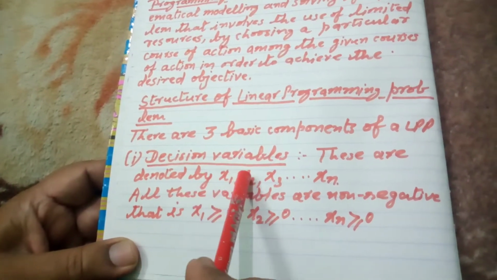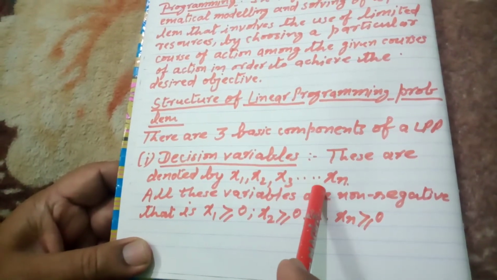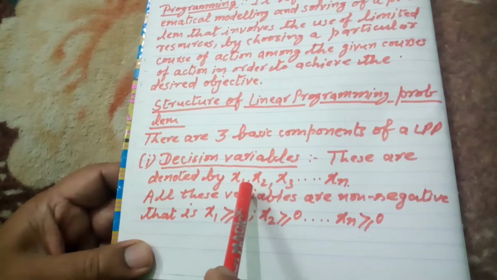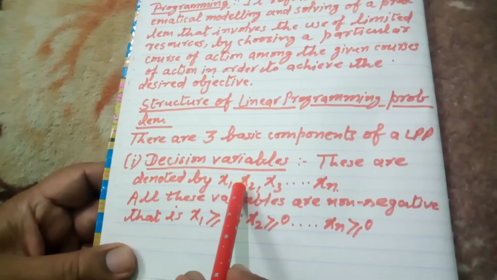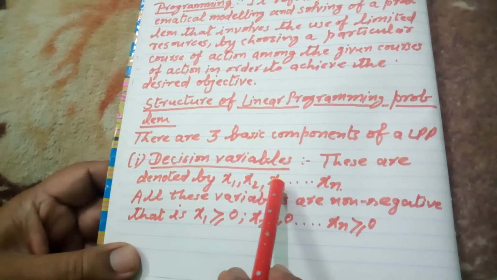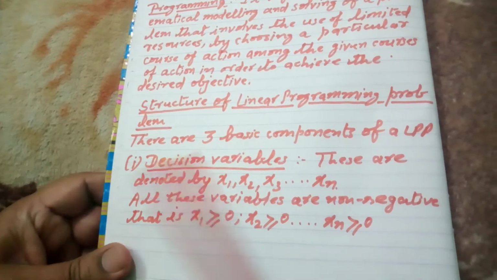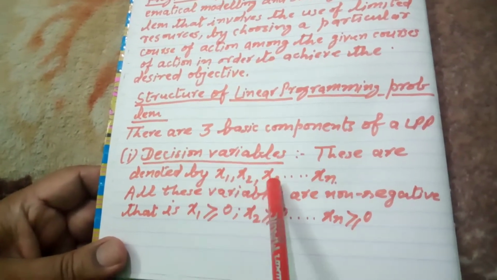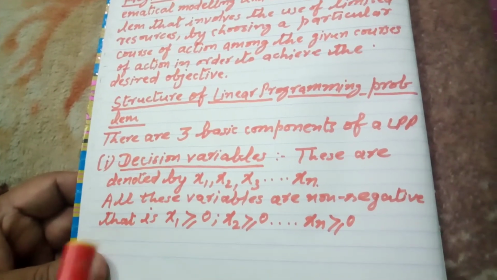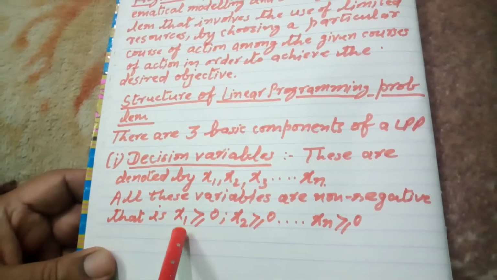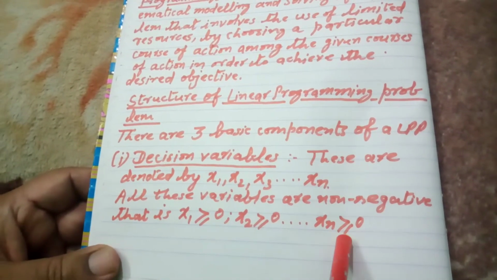Now these decision variables are denoted by x1, x2, x3, so on and so forth, xn. As we all know, these x1, x2, x3, etc., they are used for representing variables. By variables we mean they can take different values. And one more important thing associated with these variables is that they are non-negative in nature. They are non-negative in nature, which means x1 is greater than or equal to 0, x2 is greater than or equal to 0, so on and so forth, xn greater than or equal to 0.